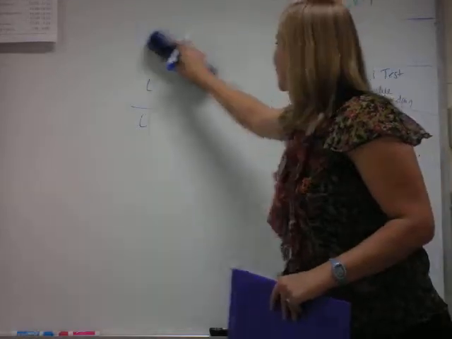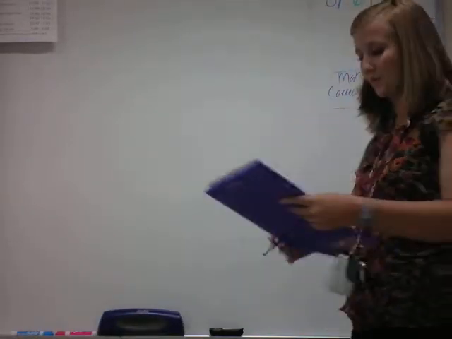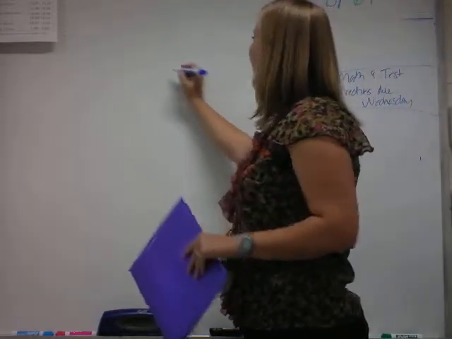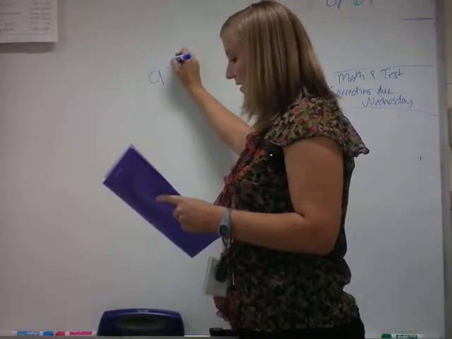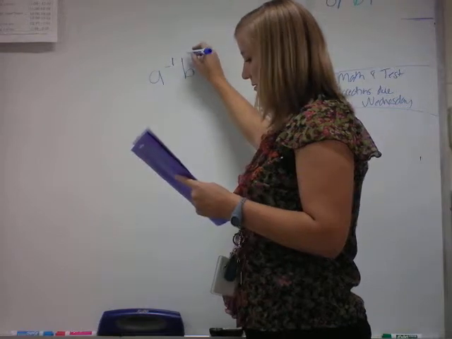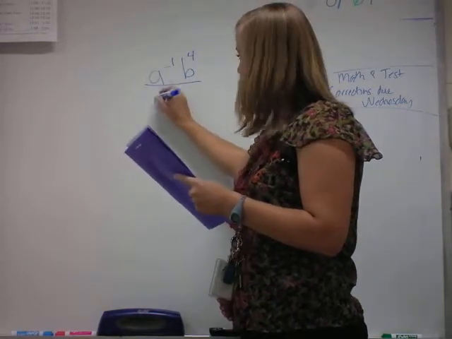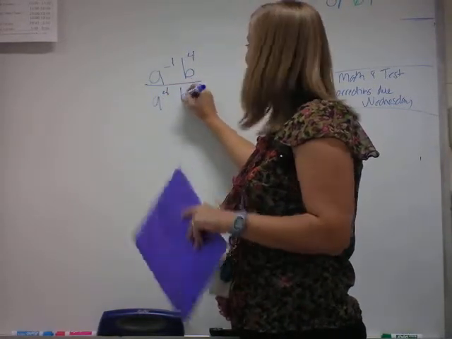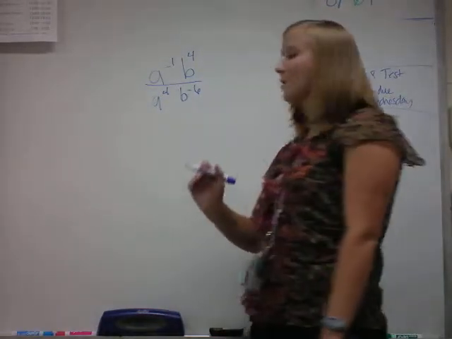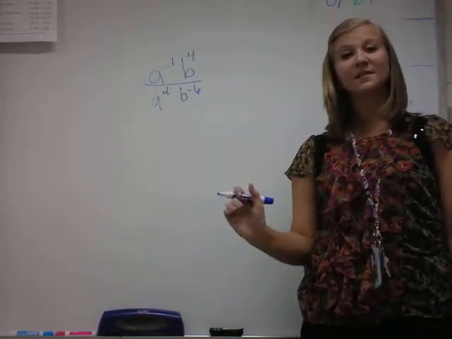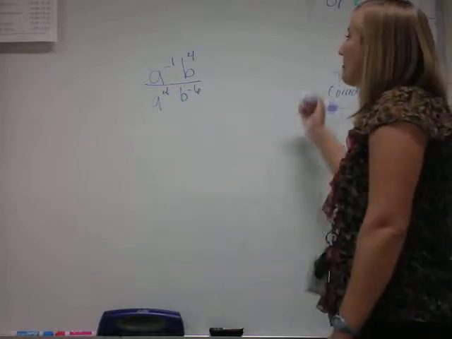I'll do a couple more examples with you, and then you guys will work on some in the class with your sub. So if we have a to the negative first, b to the fourth, over a to the fourth, and b to the negative 6. Okay, I'm going to solve this 2 different ways. It doesn't matter how you do it.